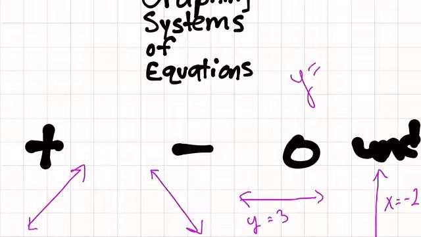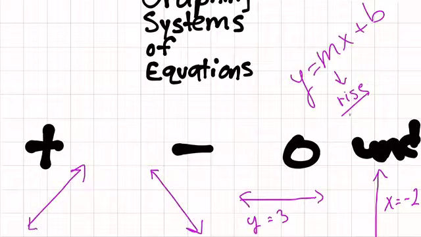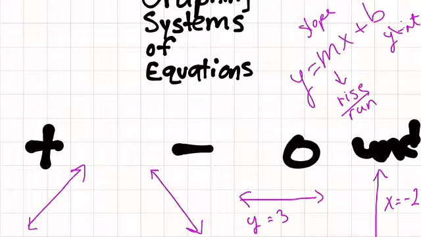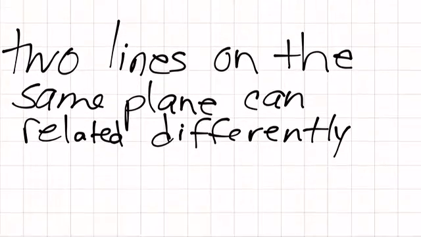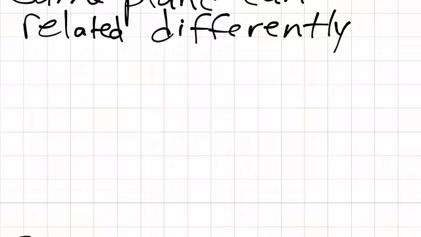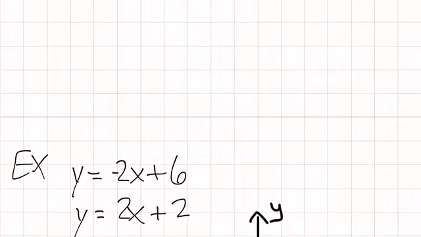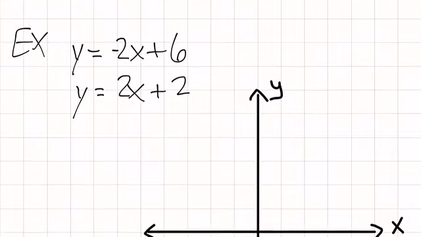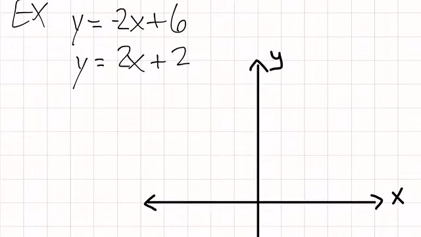Typically, we write lines in slope-intercept form, where m is our slope, which we call the rise over the run, and b is the y-intercept. Okay, so we're going to move on along to a couple problems here. Two lines can be related differently. They can be consistent or inconsistent, dependent or independent, and you should reference a different image for that.